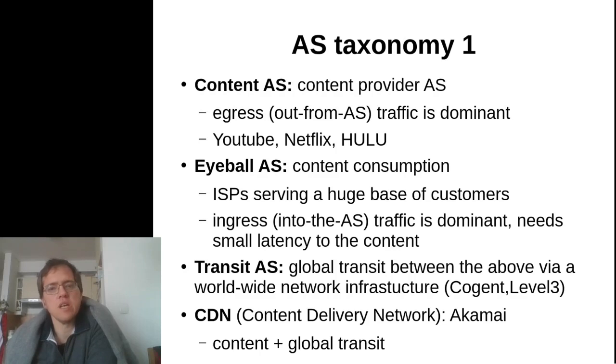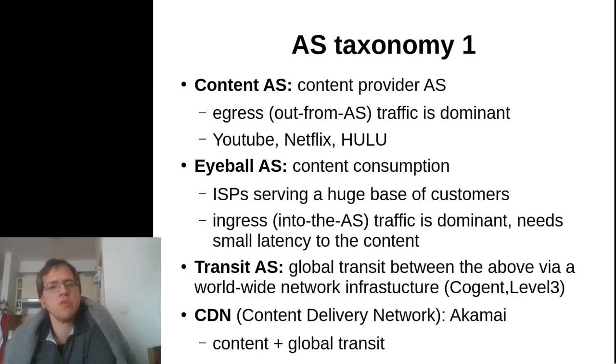The first important class in this taxonomy is the content AS, which is basically a content provider AS. For instance, YouTube, Netflix, or Hulu, these large video streaming services, are typical content providers. In these networks, the ingress traffic, so the traffic that flows into the network, is very small compared to the amount of traffic that flows outside of the AS, because most of the time people download videos from YouTube.